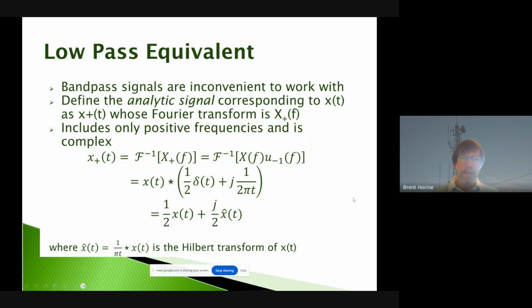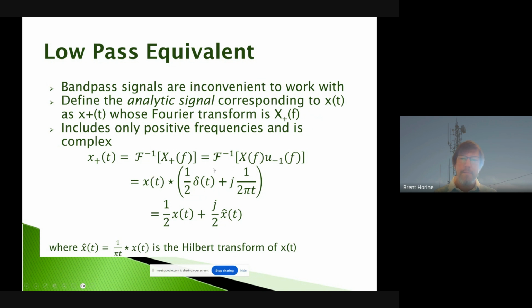So we can write this in terms of the inverse Fourier transform to give us x plus of t. And we can note that if we use this step function at f in the frequency domain and multiply it by this x of f, it gives us x plus, right? So we can start with this x of f and then multiply it by this step function, and we end up with this x plus, right? So now we can do some inverse Fourier transforms of these things, right?